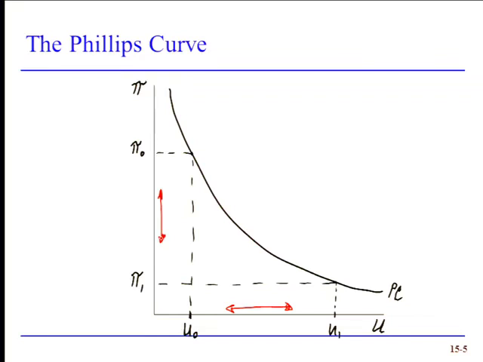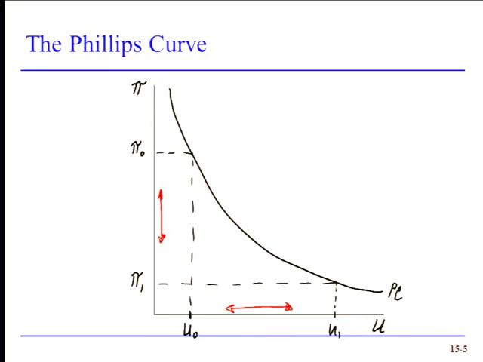Notice we can also look at it the other way around. Suppose that you think inflation is too high. So if you think inflation is too high and you want to bring it down, the Phillips curve tells you what the consequences of that will be: higher unemployment. So the Phillips curve then gives us this menu of options that we have at various unemployment rates and inflation. Where do we want to be?